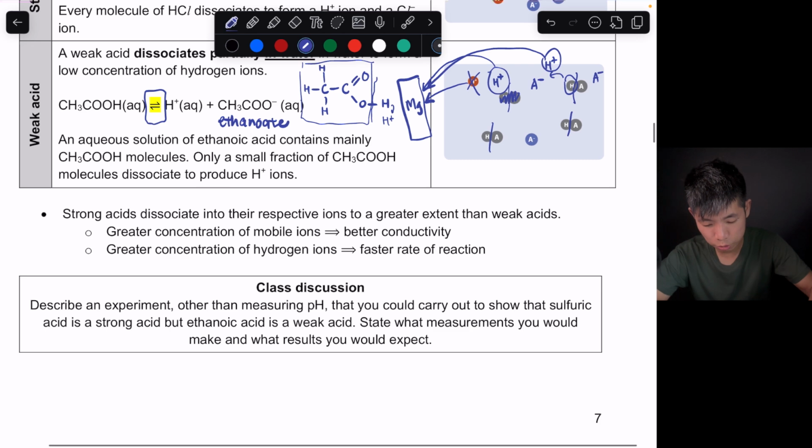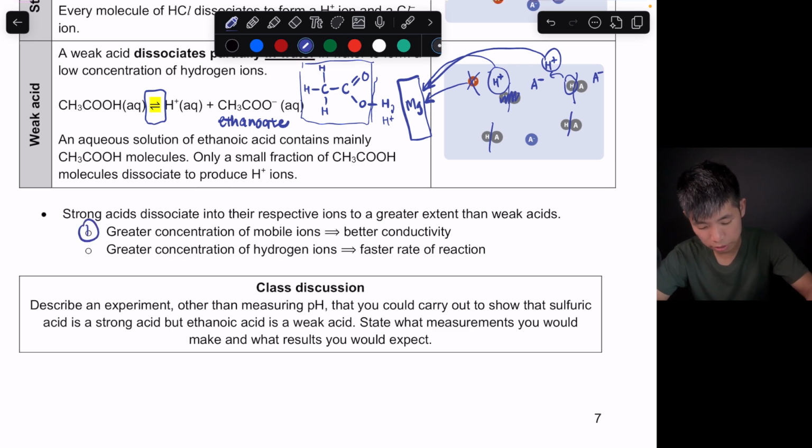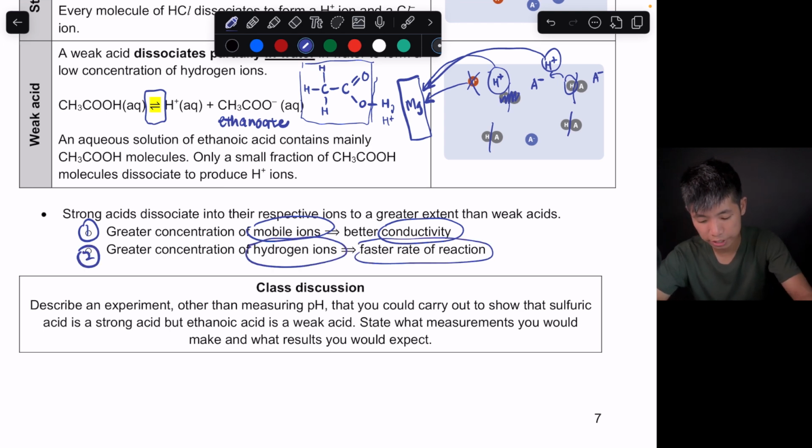So let's summarize the two key points here. Number one, greater concentration of mobile ions, greater conductivity. Number two, greater concentration of H plus ions, you have a faster rate of reaction.